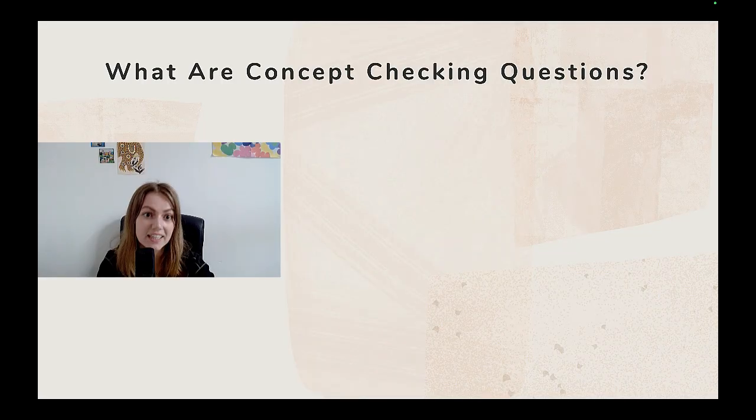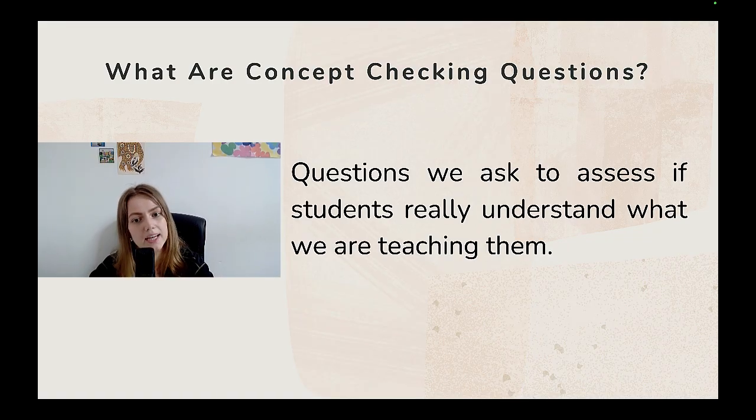The one you're watching now is on CCQs, what they are, how to use them, how to make sure they're effective, and why they're so great. So yeah, let's have a look. Right. So CCQs stand for concept checking questions. And essentially, those are the questions that we ask our students to see if they really understand what we're teaching them in terms of grammar, vocabulary, or functions.